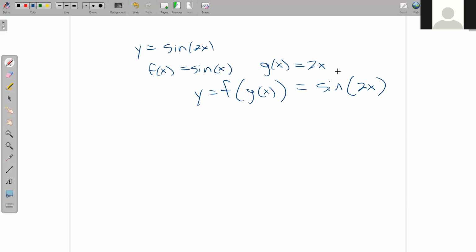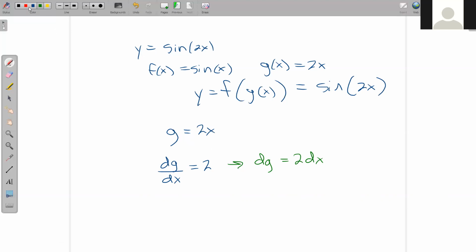And I'm just going to rename things a little bit. Instead of using a y, I'm just going to use a g and say g is 2x. And then I can take the derivative of g with respect to x. And so the derivative of 2x is 2. And then I can rewrite that in differential form. So this says dg is equal to 2 dx. So that's the differential form.